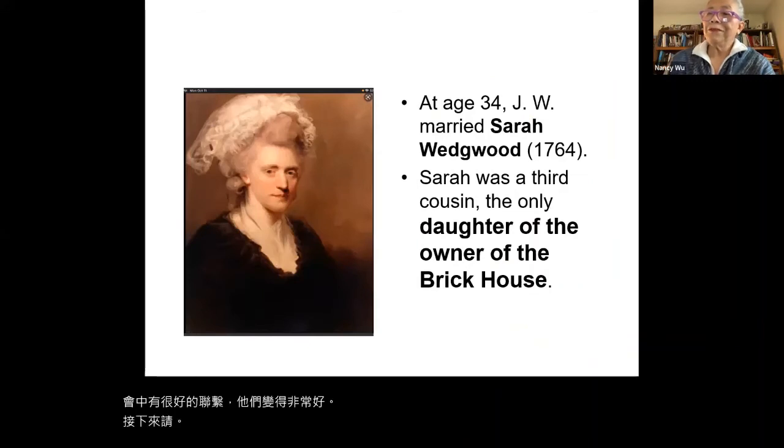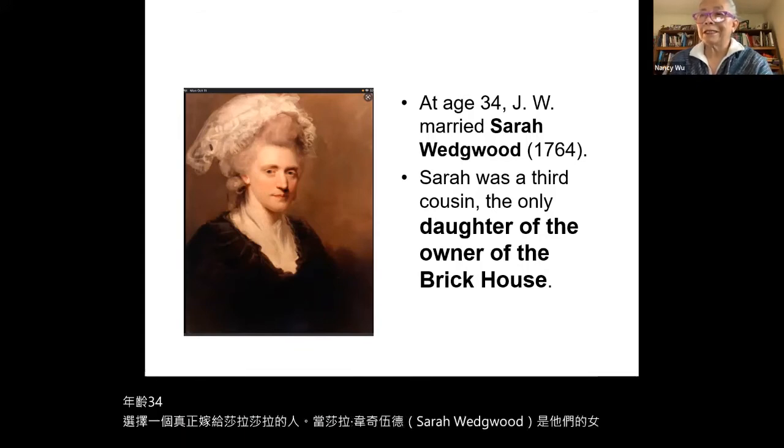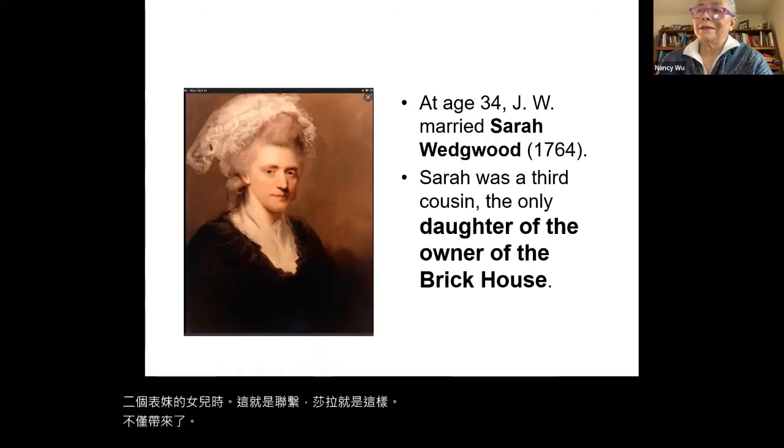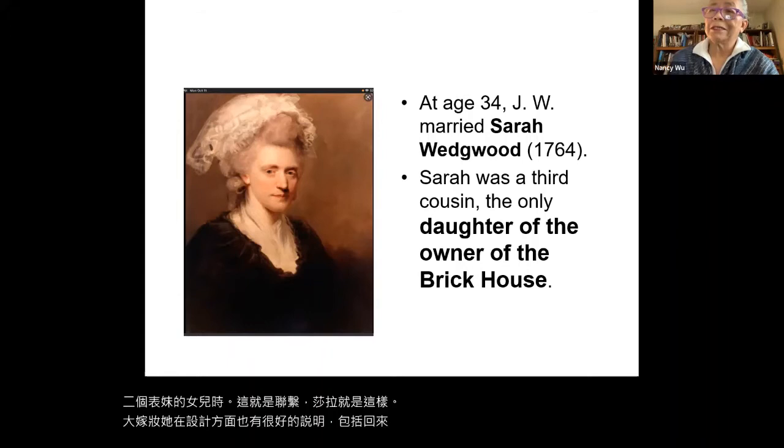At age 34, Josiah married Sarah Wedgwood. Sarah Wedgwood was the daughter of that second cousin that owned that brick house. So that's the connection. And Sarah not only brought a big dowry, she was also a good help in designing, in feeding back how the products felt, as far as function is concerned. Next, please.